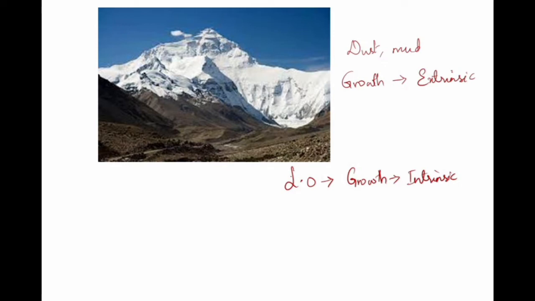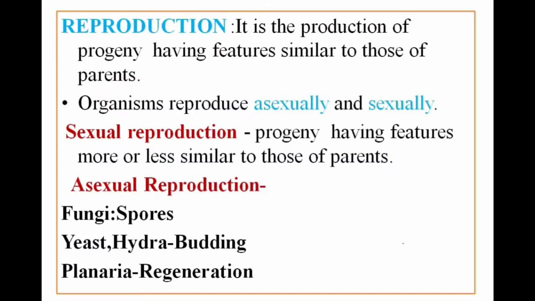Okay, because of the accumulation of cells, because of the increase in the number of cells. So growth in living organisms is intrinsic. So here you can see that growth is not a defining feature. All right. It is just a characteristic feature. Okay. Moving forward to reproduction.